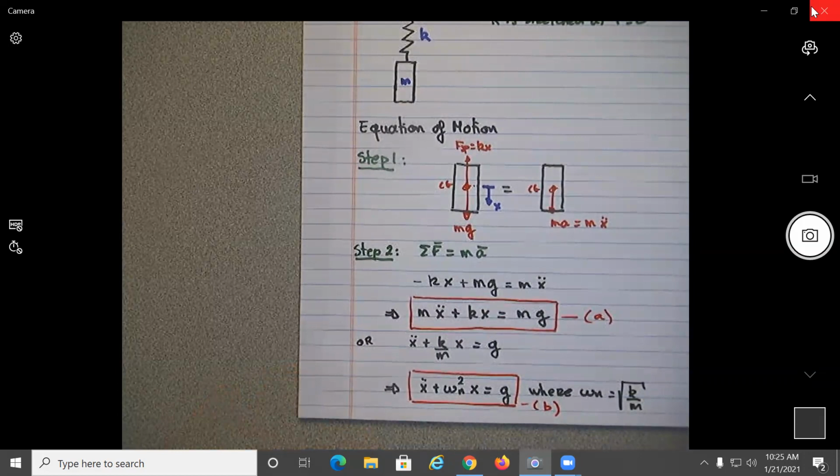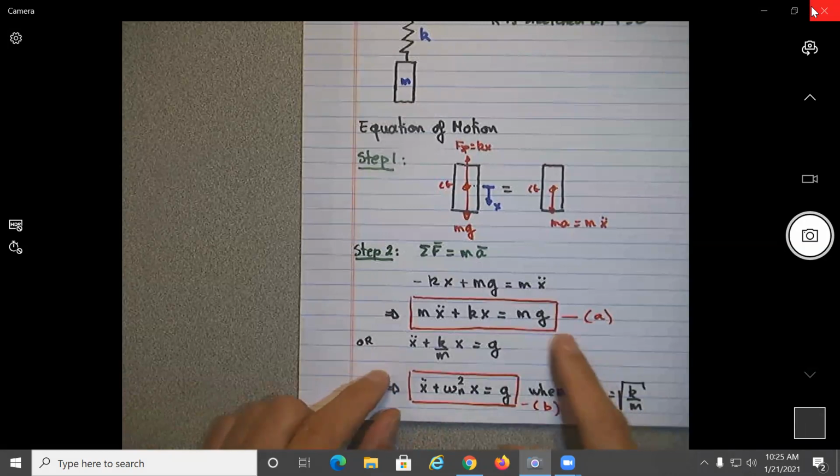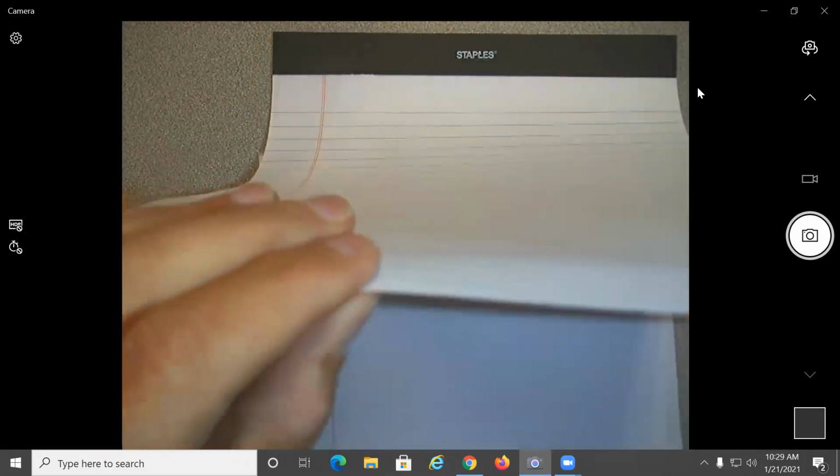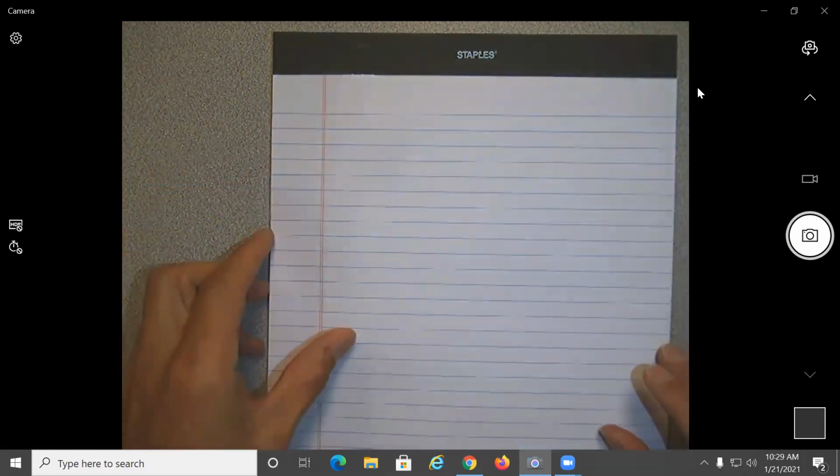So the idea is to rewrite this equation, which is not homogeneous, in homogeneous form. To make it homogeneous, we're going to rewrite the equation of motion from an equilibrium point.